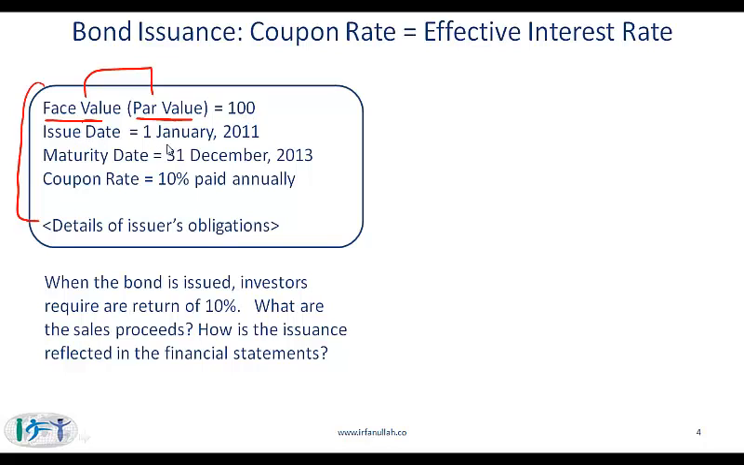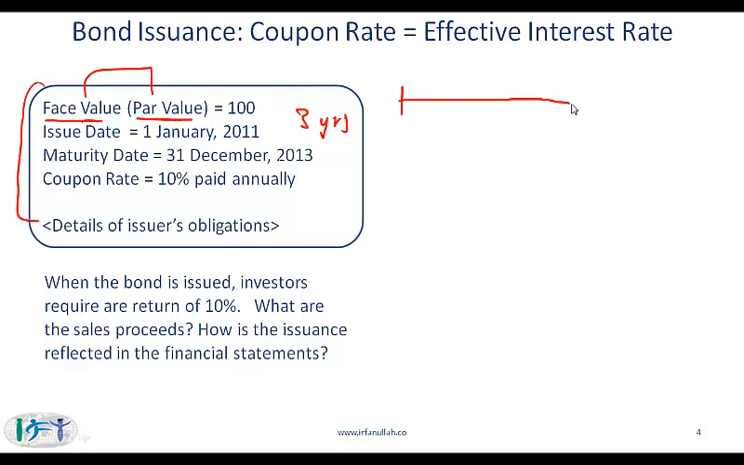Issue date is 1 January 2011. Maturity date is 3 years later. So the maturity for this bond is 3 years. The coupon rate is 10% paid annually. Through this information, the company is promising a certain cash flow. Now, what is that cash flow?